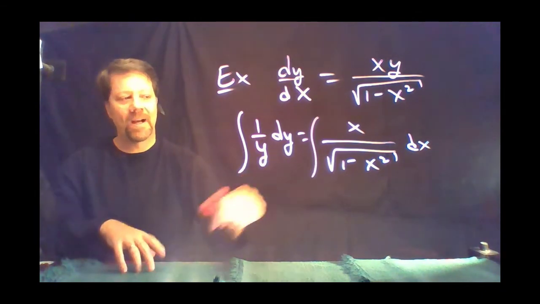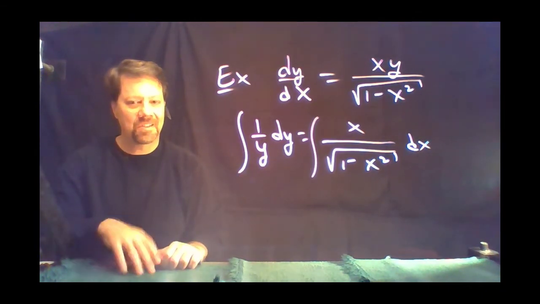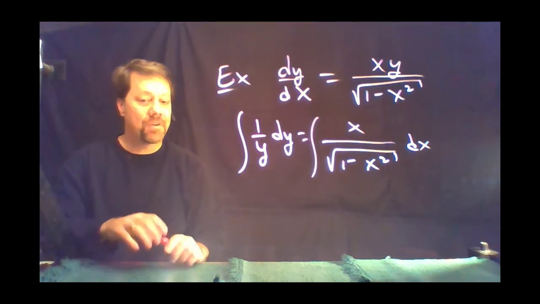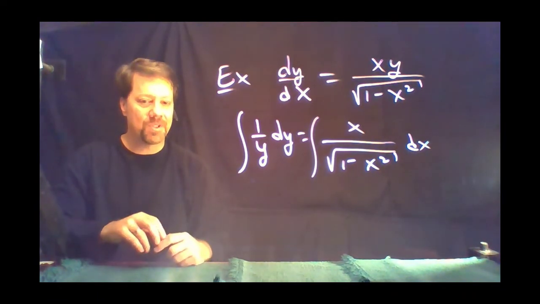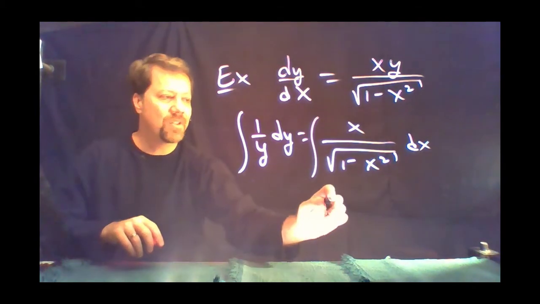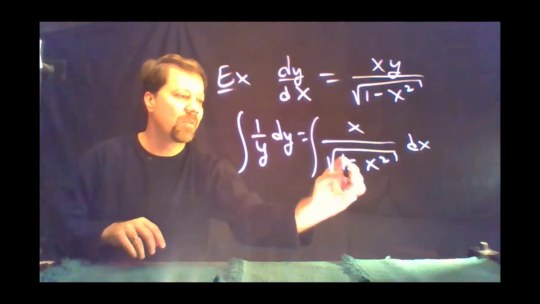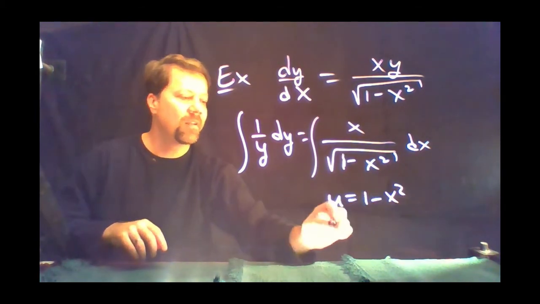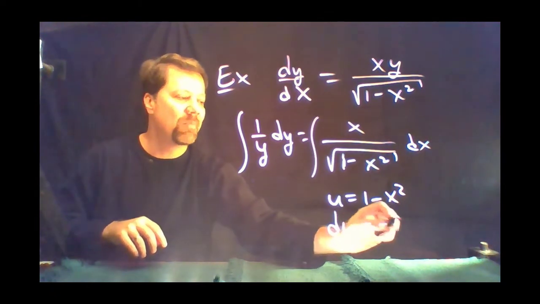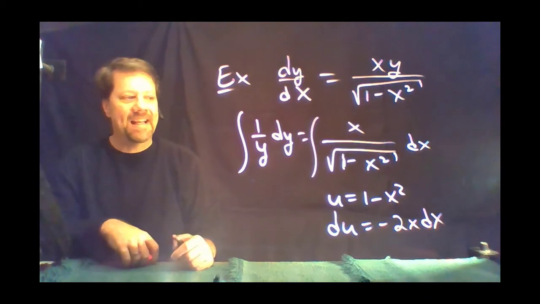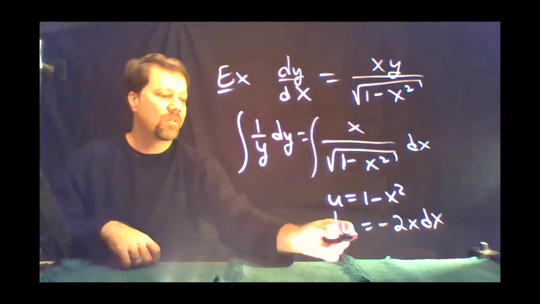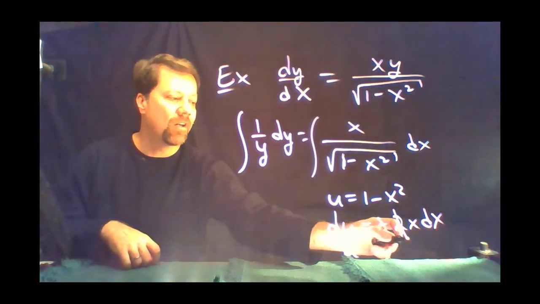On the right-hand side, the correct method of integration, because you have the derivative of something more or less lying around, is u substitution. You should choose u equals 1 minus x squared. If that's the case, du is minus 2x dx. We don't have the -2, so we can divide that off.